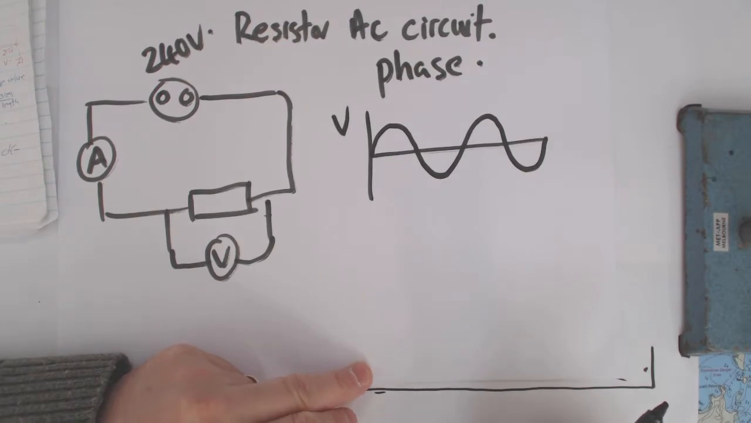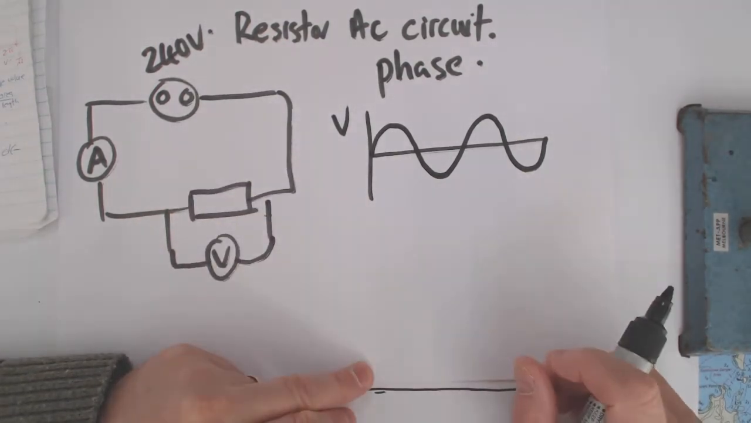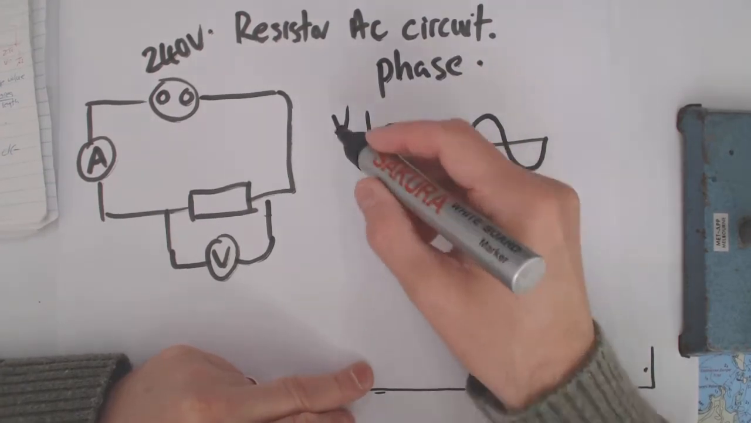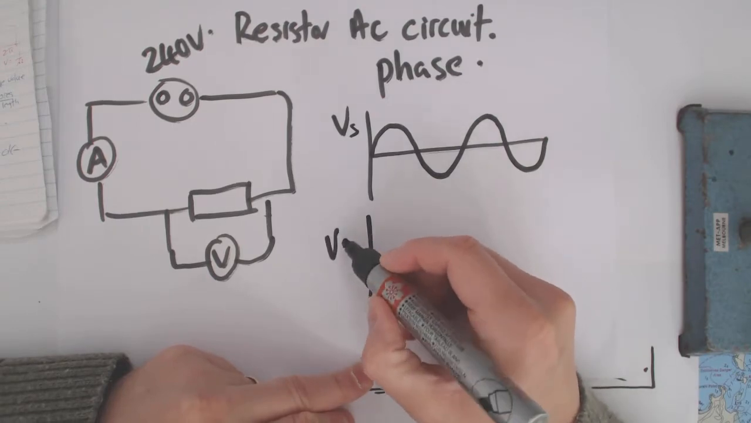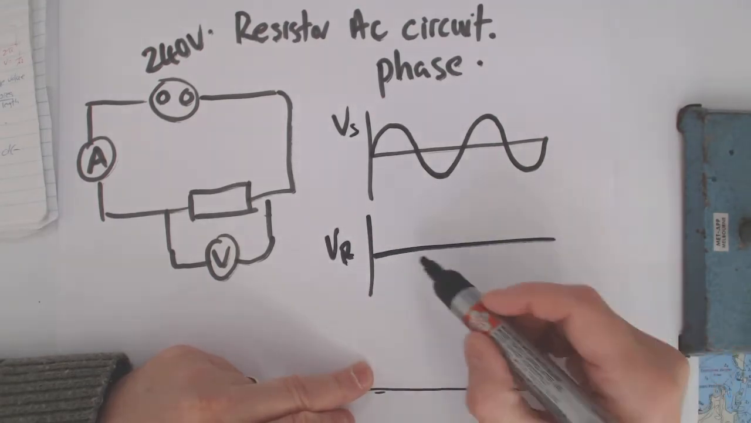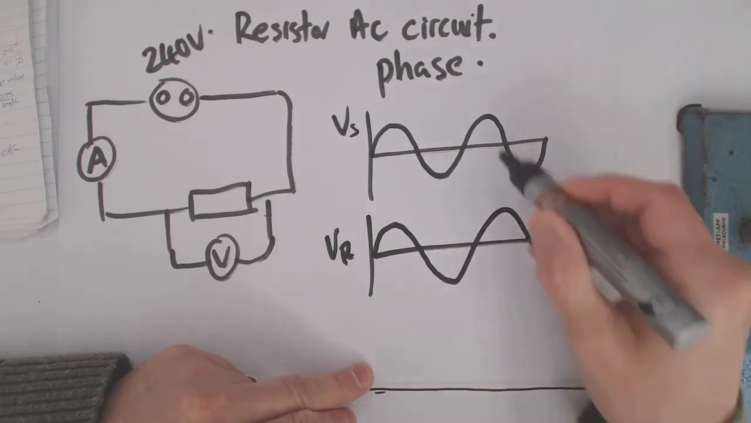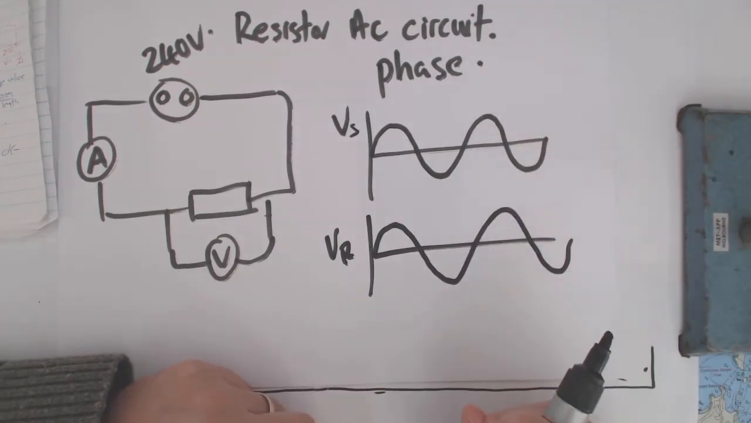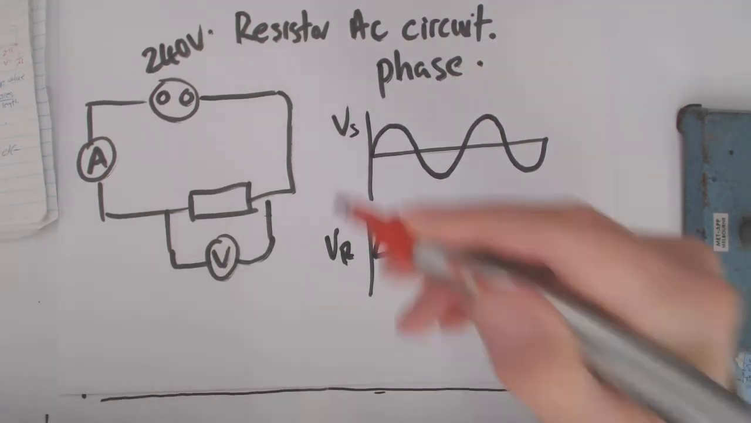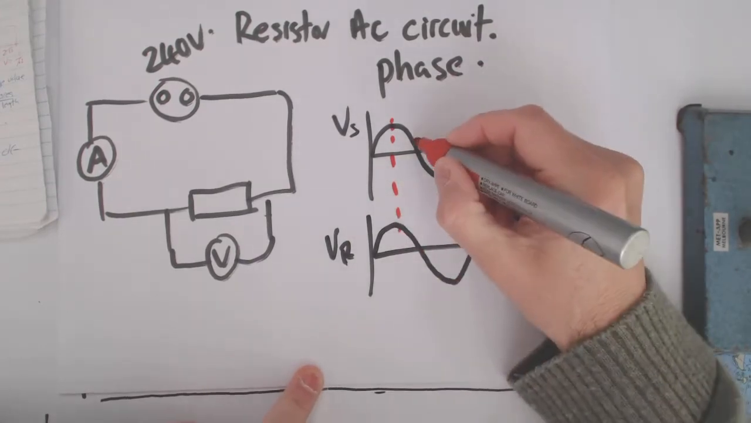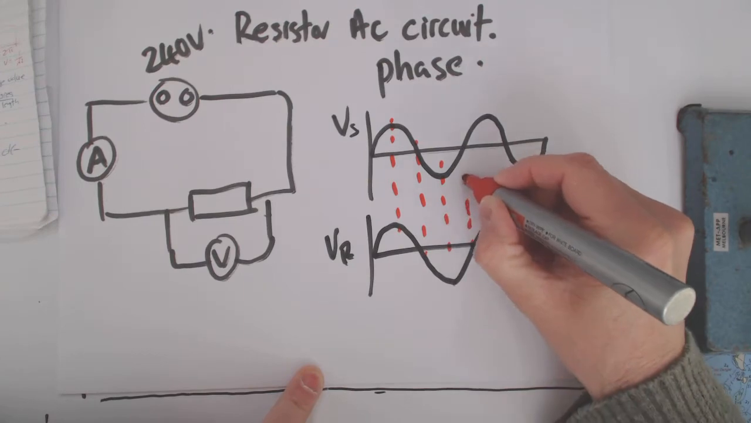Now the voltage across the resistor, that's from the source. Okay, so the voltage across the resistor, if it's in phase, we've done this with waves, it will also follow the voltage across the supply. So they go at the same time. What I mean by that is when this one's up, this one's up. When this one's zero, this one's zero. When this one's down, this one's down.